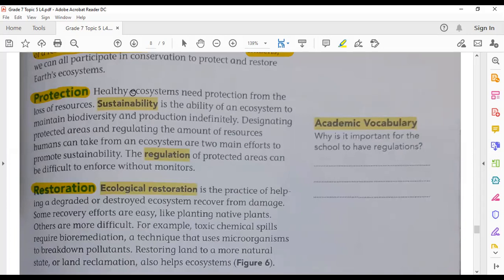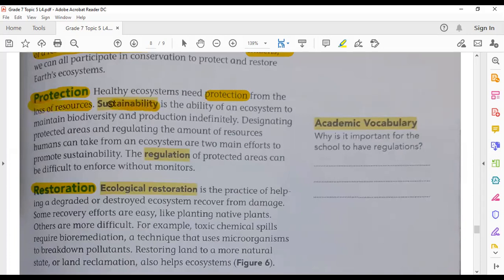Healthy ecosystems need protection. Any ecosystem needs protection, so that this ecosystem can give you services. So healthy ecosystems need protection from loss of resources.